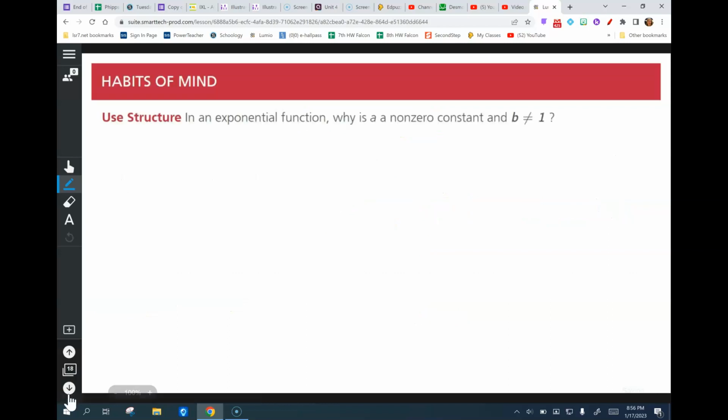Okay, moving on. This habits of mind is a really good one. It says in an exponential function, a is a non-zero constant and b cannot be equal to 1. Well, let's look at the function. f of x is equal to a times b to the x. Well, if a is non-zero? Well, look, if I put a 0 in there, what if I take 0 times anything? That's going to give me 0. So my function would just be 0. So that's the reason we have to specify a is non-zero.